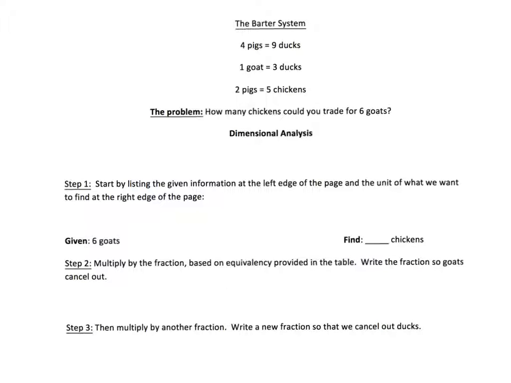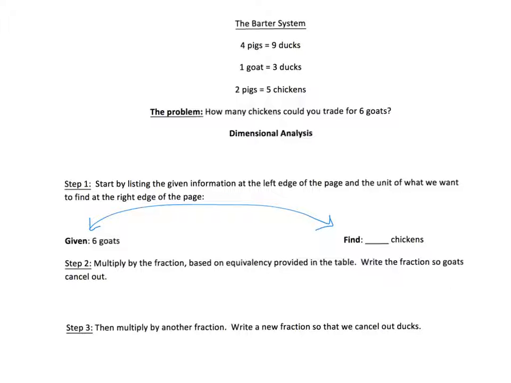So we start by listing again the given information at the left edge of the page and the unit we want to find at the right. So here's our given, and this is where we want to get to. Step 2 then says, multiply by another fraction based on equivalency provided in the table. Write the fraction so goats cancel out.